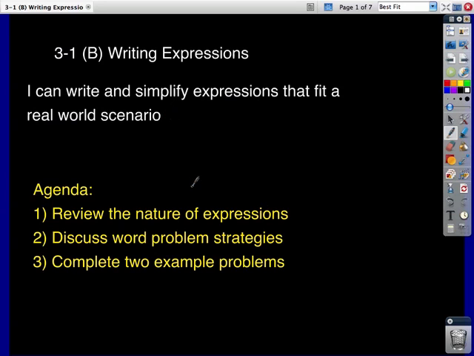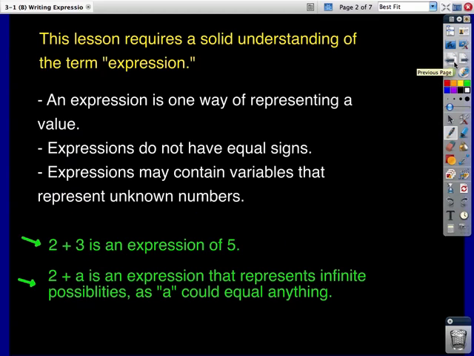And our agenda is to discuss what an expression is, discuss some strategies, and then go through 2 examples. Okay. Now, this lesson does require a solid understanding of the word expression. And so I want to make sure you've got this written down probably in your notes. I'll be looking for this on this video.